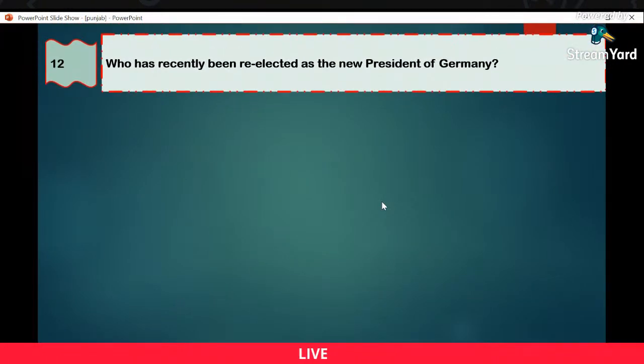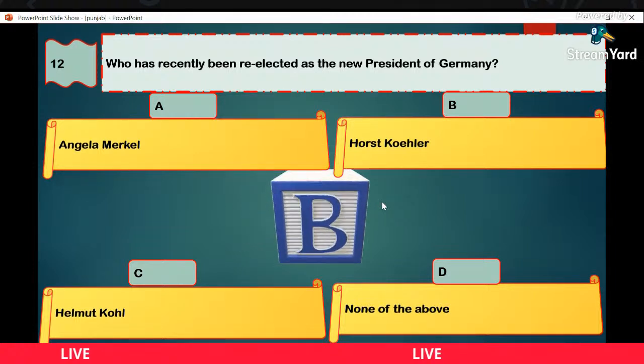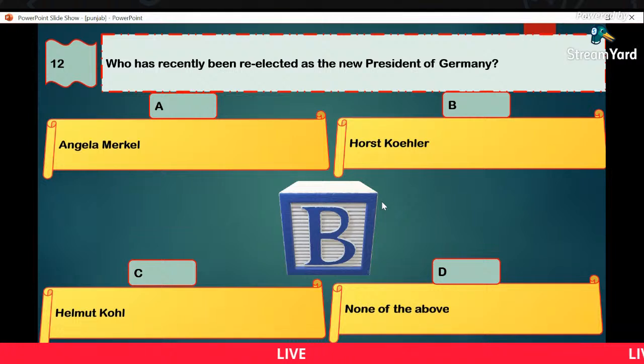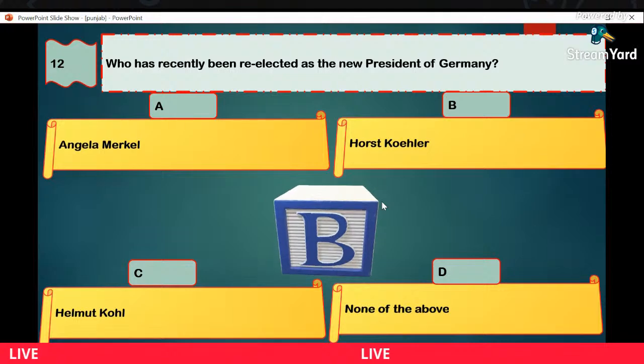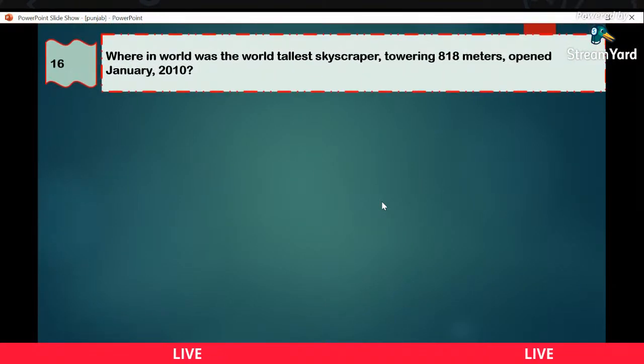Who has recently been elected as the new president of Germany according to 2010? B is the correct. Very good. Next question. Question number 16.